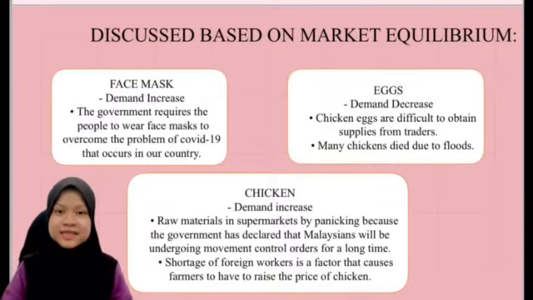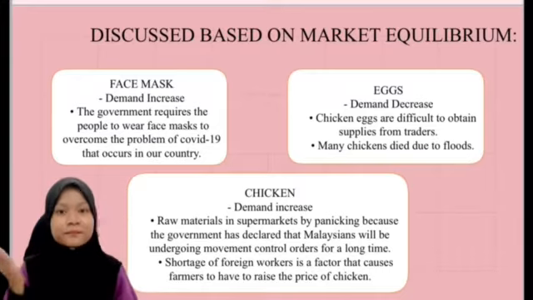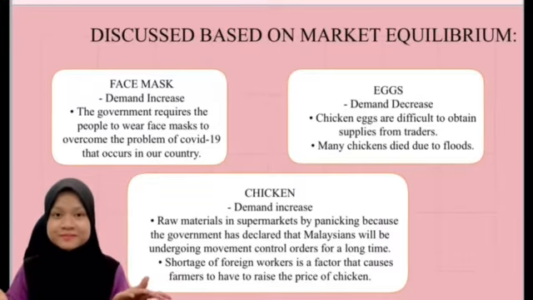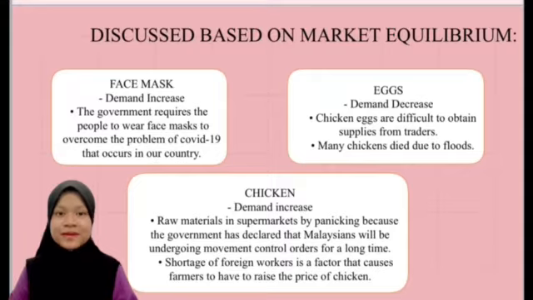For the chicken, demand increase. Based on the graph above, we have seen a recent increase in the demand for chicken from D0 to D1, which leads to a rise in price from P1 to P2. The quantity demanded and supplied should also increase from Q0 to Q1.